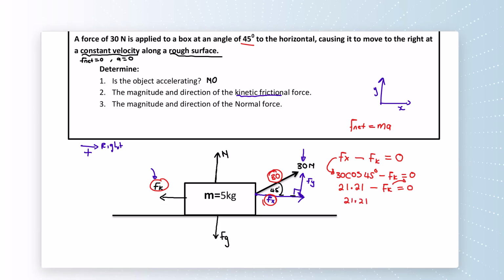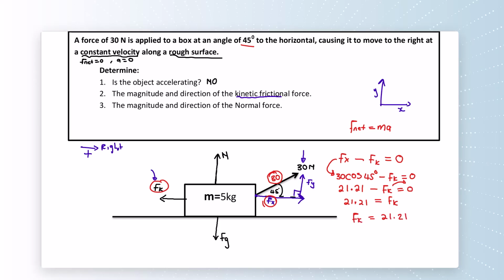So 21.21 equals Fk. Okay, I know most learners want the subject to be on the left, so I'll go ahead and flip that. 21.21 Newton. Our frictional force is going to the left. So there's the magnitude, there's the direction. We've answered that question. Okay?